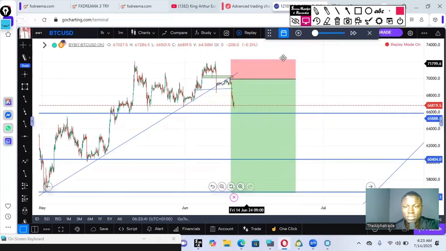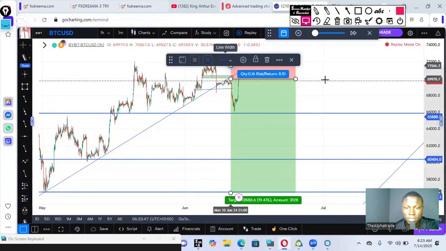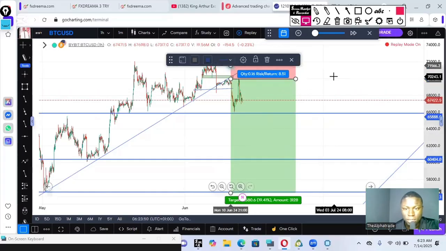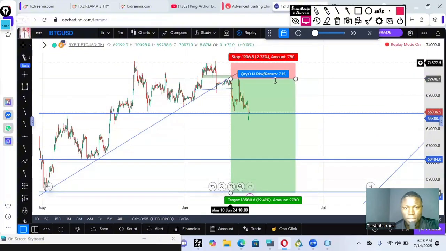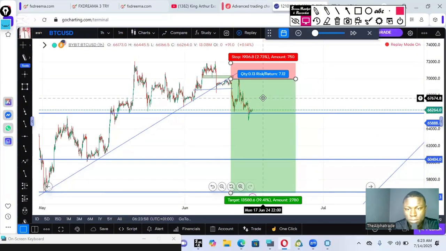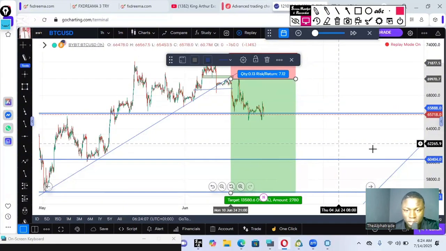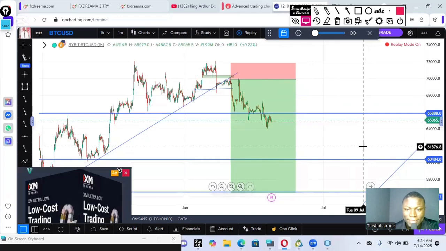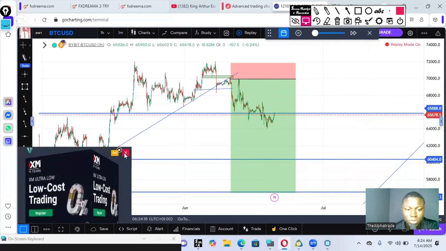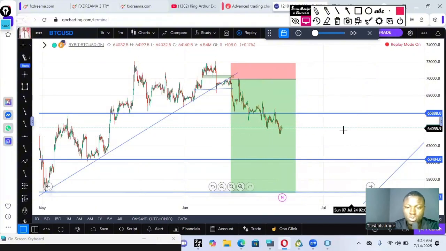Okay, so let me just play it. As a matter of fact, this is 1:7, and our first TP has been smashed. First TP smashed. Let's see what will happen. Now at this point you should break even, because price can go back and wipe you. So you should try to break even at this point. However, let's see how it goes.